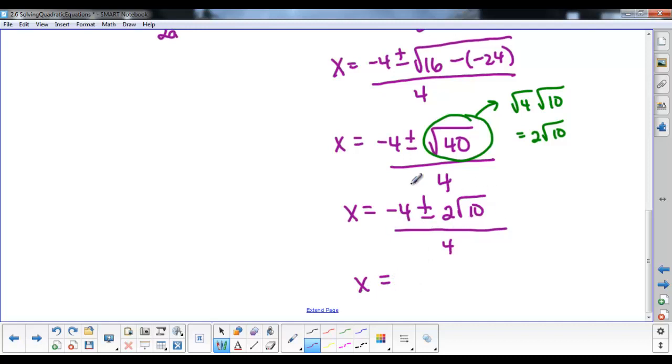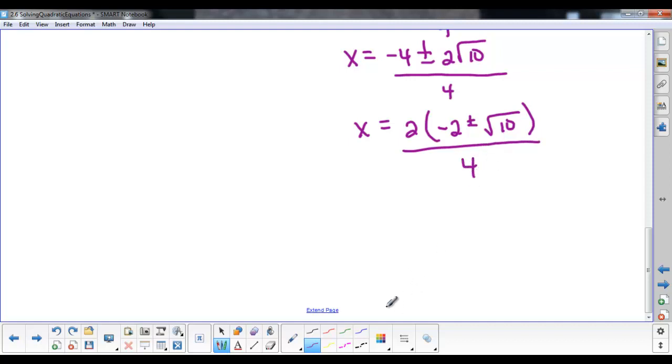So I look at the numerator and I see I have a term of -4 and I have a term of 2 root 10. So I know that 2 is common to both terms. If I factor out a 2 from the numerator, I am left with -2 plus or minus just root 10. Now keep in mind the numbers on the outside of the radical are different from the numbers on the inside of the radical. So when I go ahead and factor, I'm only factoring the numbers on the outside. This root 10 stays as is.